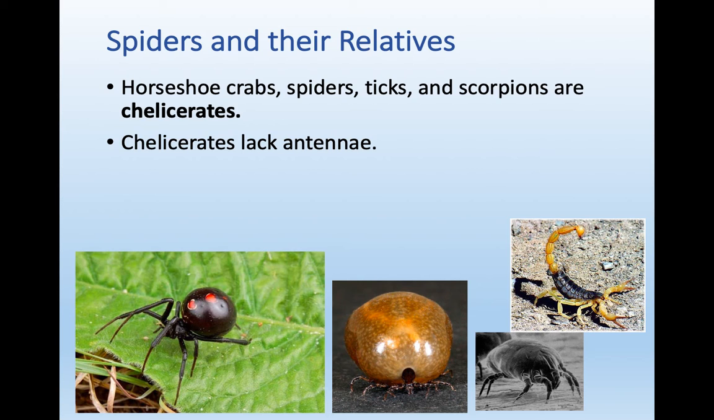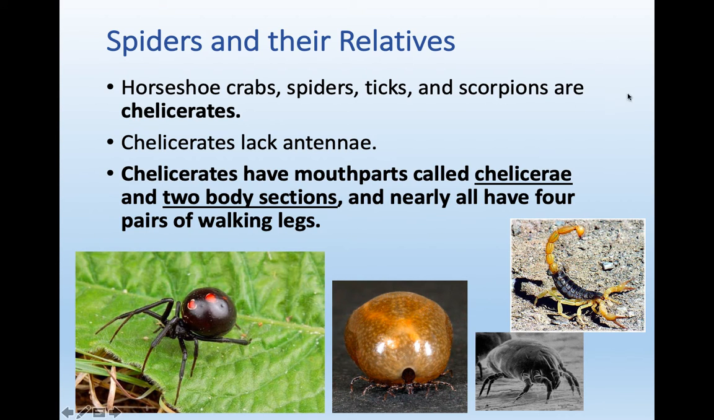So they have a different means of sensing the world around them. They'll use other methods. And one of the main things is their mouth parts are very distinctive. In fact, they're called chelicerae. They actually have two pairs of appendages attached to their mouth, and these are called the chelicerae.